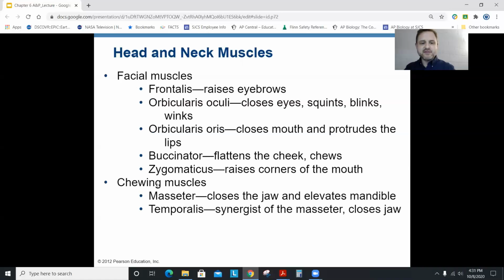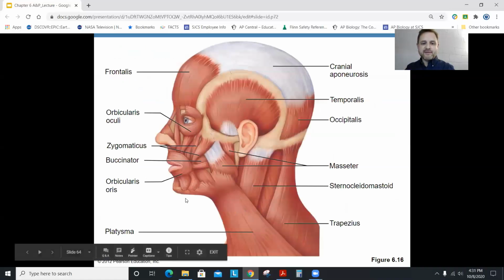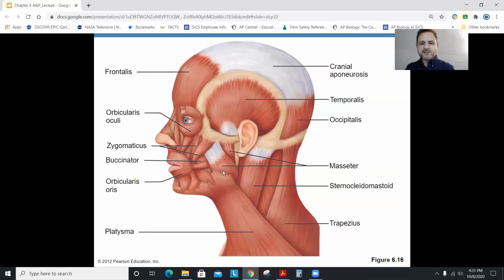And lastly, the chewing muscles. The masseter is again an important muscle for chewing, closes the jaw and elevates the mandible. Now, put your hands on your temporal bone here and chew. You can feel there's a muscle in your temple when you're raising your jaw that's flexing too. It's a synergist of the masseter. It works with it and it closes your jaw. Here's the temporalis, and here's the masseter. They're both involved in chewing.